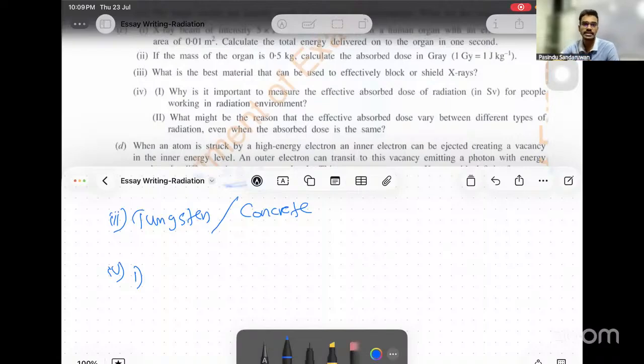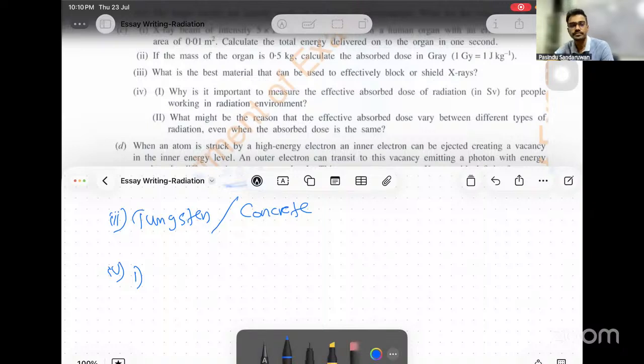The reason is that the absorbed dose and the effective dose can be different. Absorbed dose is one thing, and what matters on our biological side, the health impact, is another. These are two different things. That's why the health impact is measured in sieverts separately. That's what you need to explain. What's the question exactly? Why is it important to measure the effective absorbed dose of radiation in sieverts when working in a radiation environment?